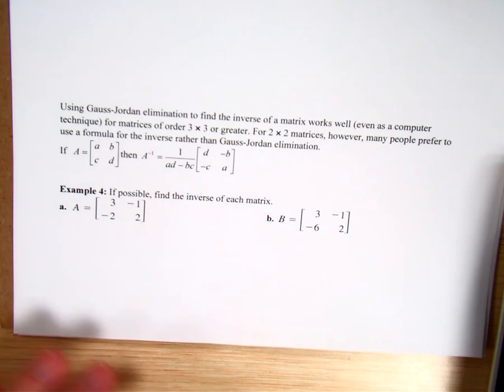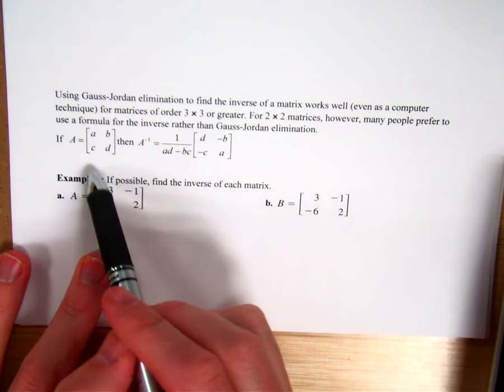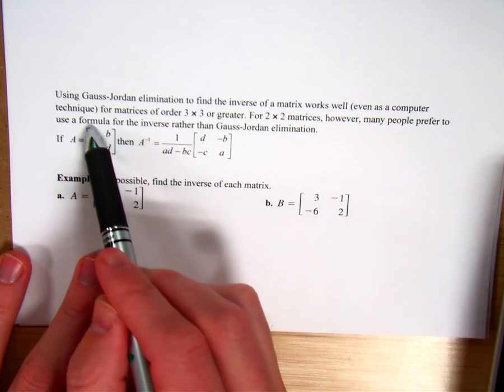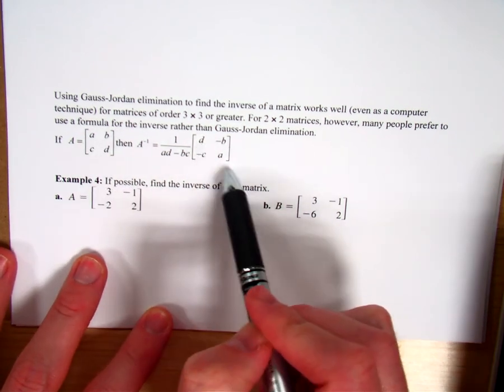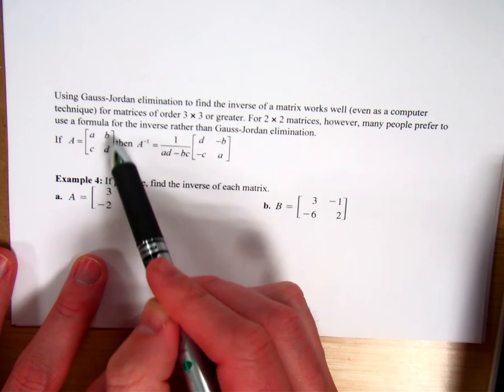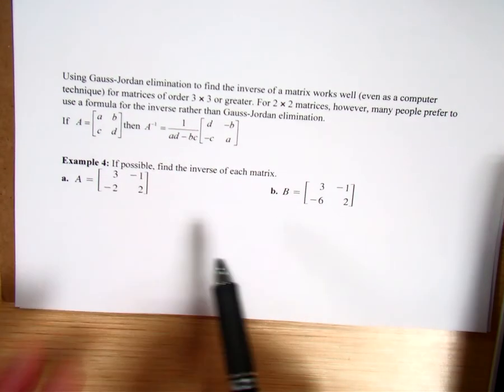All right. So, following this formula, we have 1 over AD minus BC. We flip-flop these two. A and D flip-flop. B and C change their signs. All right, so let's see what we can do.